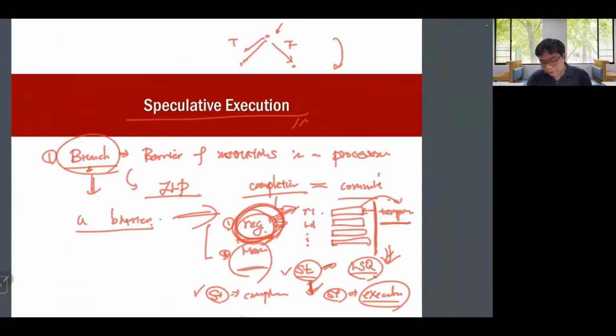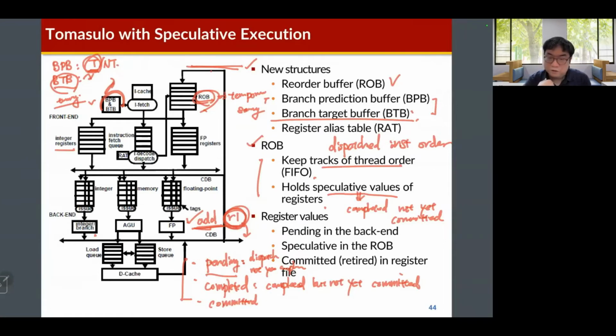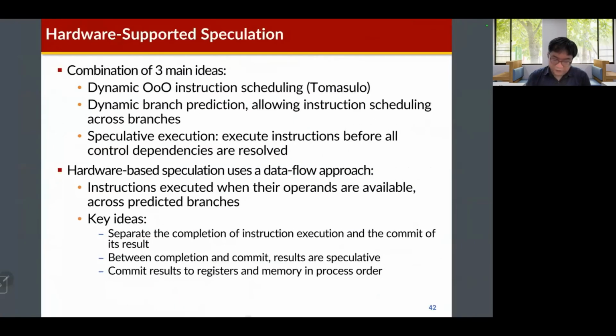Okay. I already explained that speculative execution can be implemented using new structures called the reorder buffer, the branch prediction buffer, the branch target buffer, and the register alias table. I already explained these slides. This means that we can combine three main ideas to implement speculative execution, so it's hardware-supported speculation. Tomasulo's algorithm is the main baseline of out-of-order processing. Also, we can apply dynamic branch prediction, which means we can predict the result of a branch instruction with high probability. Also, with the BTB, the branch target buffer, we can know the target of the branch instruction.